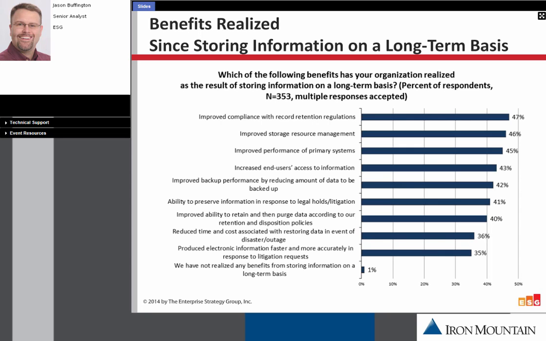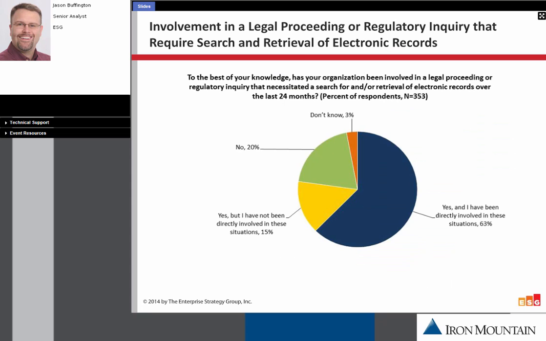So the benefits of this, certainly we saw when you're storing data for long periods of time, as you might imagine on this audience, improved compliance with regulatory attention, improved storage management, and then all the other things we talked about so far, improved performance of primary systems, improved end-user access to the data because they can actually find it, because an archive always comes with a catalog and index, and then kind of goes down through the line.